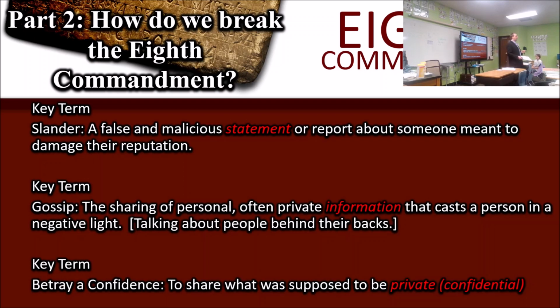If you're sharing things that are going to either A, hurt a person's reputation, or B, and this is where this one comes in, betray a confidence, sharing things that were confidential, well, now we have a problem. It is so important to keep your mouth shut when you know something private about an individual.